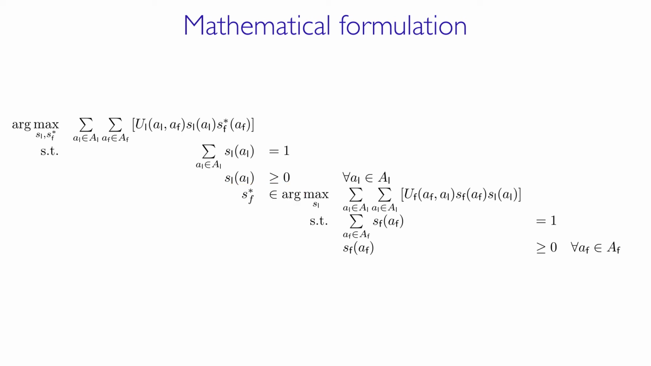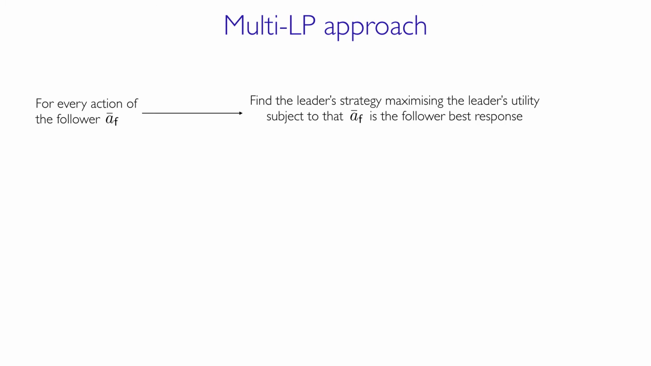In order to solve this optimization problem, we need to cast it as an optimization problem with a single max or min operator, since we cannot solve it if we keep it as a bi-level optimization problem. A very simple way to solve it is the following. This approach is based on multiple linear programs. At first, we enumerate all the actions of the follower, and for each action of the follower, we find the leader strategy that maximizes the leader utility under the constraints that the given action of the follower is a best response.